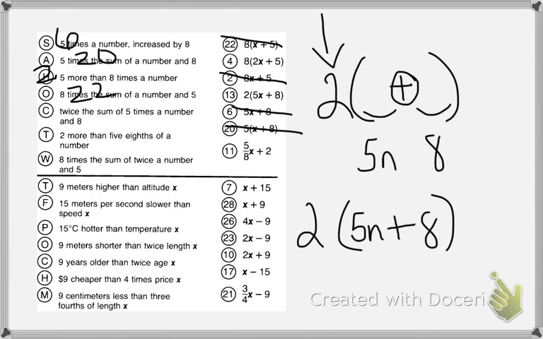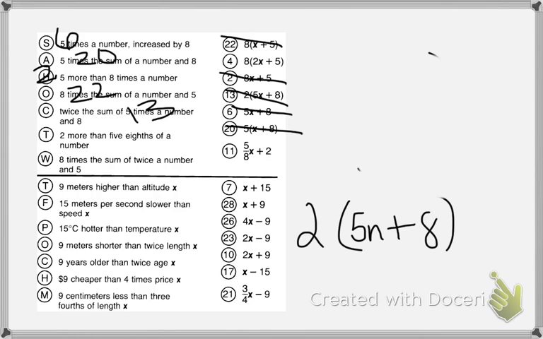And which one matches that one? They're using X's, I'm using N's. It looks like it would be number 13. 2 more than, that's not twice. 2 more than is when you have an addition.